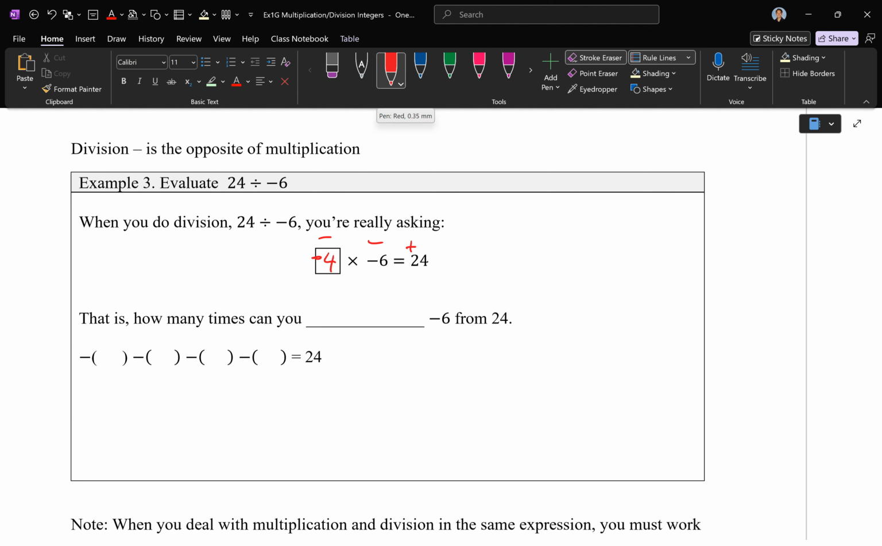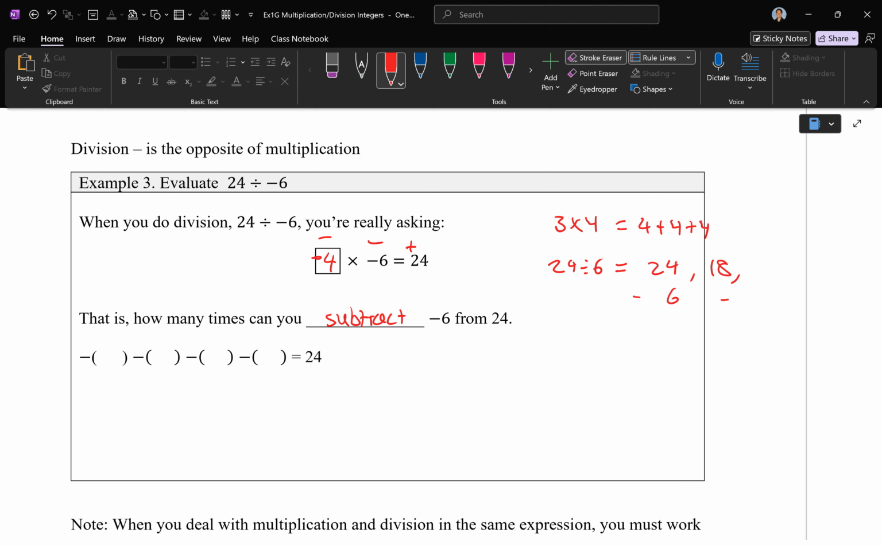That is, how many times can you, and I just want to write this word so that you know, when you're doing division, if you didn't realize, division is actually repeated subtraction. So multiplication is repeated addition. So when you say 3 times 4, you're doing 4 plus 4 plus 4, right? When you say 24 divided by 6, what you're saying is, how many times can I subtract 6 from 24? So I've got 24, take away 6. What's 24 take away 6?